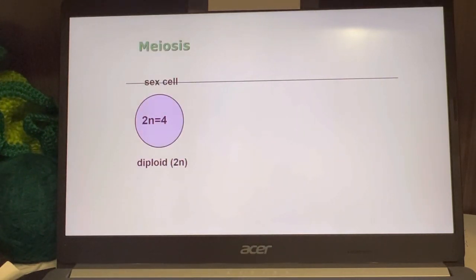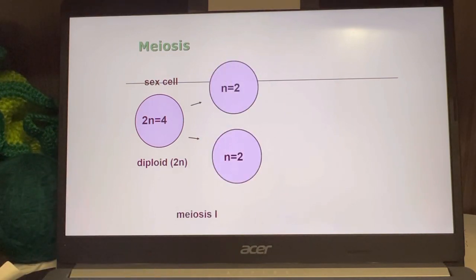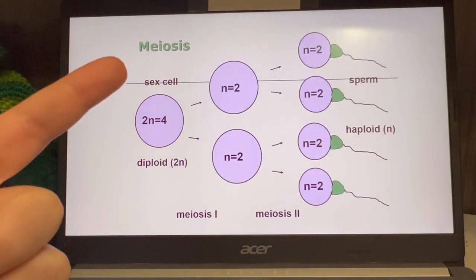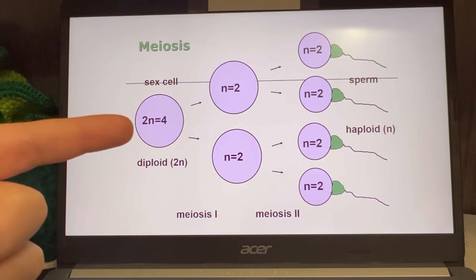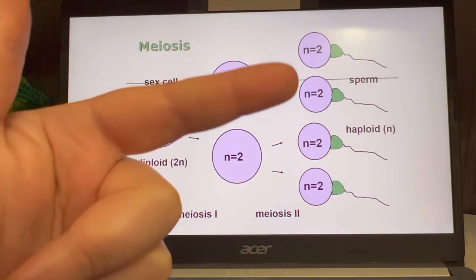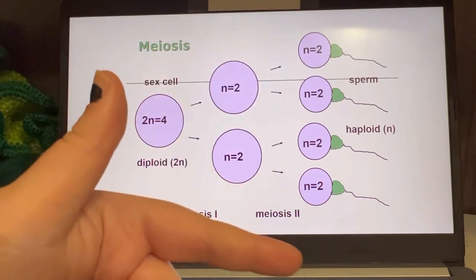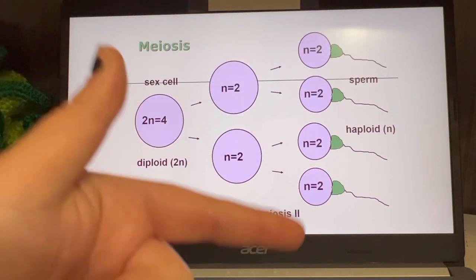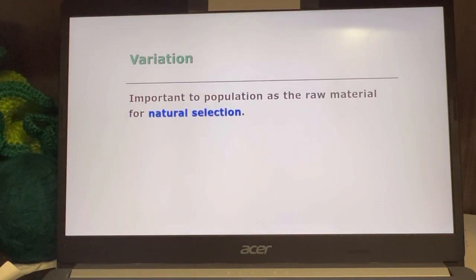Right. Meiosis diagram. Start off with a sex cell, 2n equals 4. Then we split into n, and n, and so on. So all of these are haploid. Start off with a diploid cell, end up with 4 haploid cells. Alright. Variation is important to a population as the raw material for natural selection.